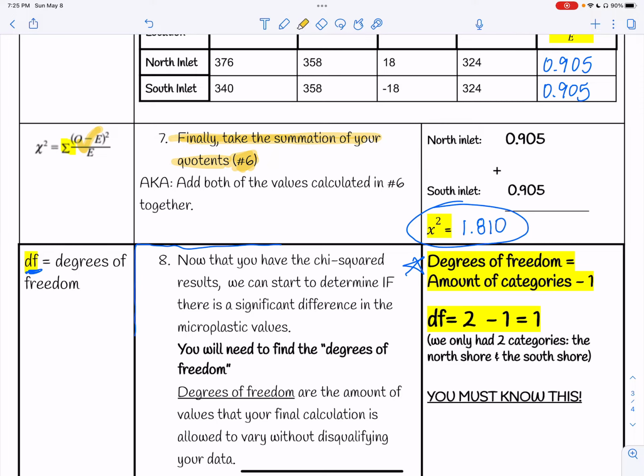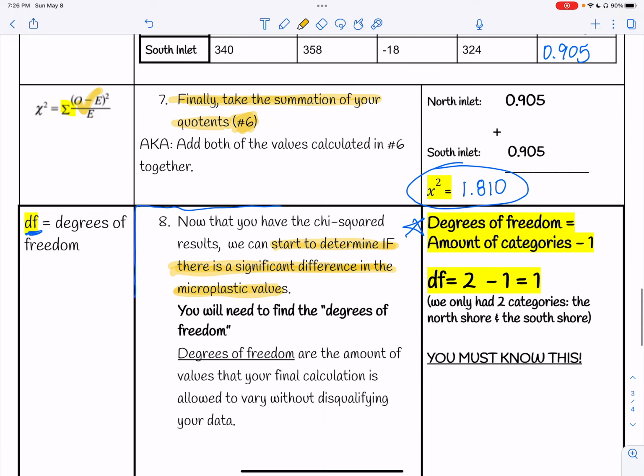All right, and we're going to do this so we can determine if there's a significant difference in your microplastic values on the beaches, or anything you need to compare. Again, if it's operculum movement in different temperatures, or the rate of oxygen produced through photosynthesis at different wavelengths, you would use this same method to see, okay, I can tell if there's a difference, but is it actually significant? All right, so you'll need to find the degrees of freedom. And this is something, even though I said you don't have to know any of them, not to overwhelm you, this is the one you will have to know. So if they say calculate your degrees of freedom, here's how you do it.